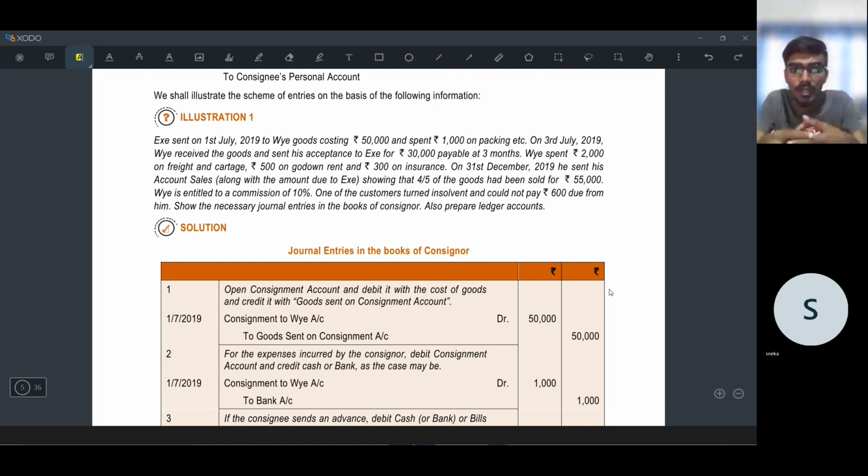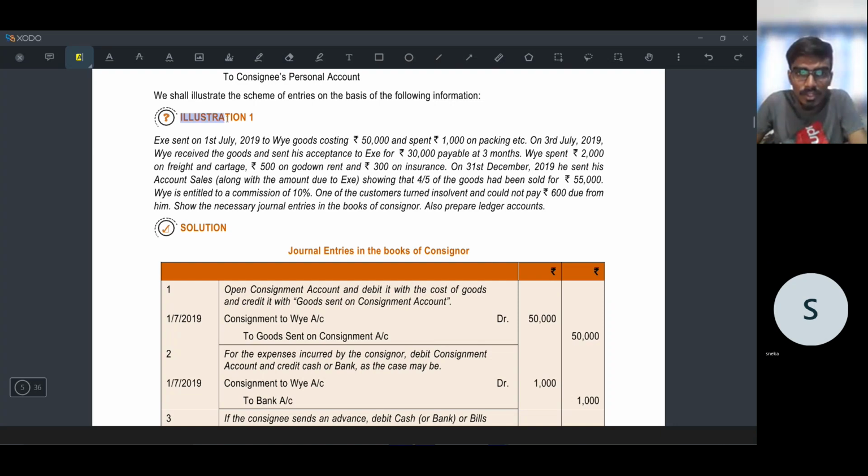Today's agenda is to work out consignment problems. In a previous session, we already went through the conceptual classes of consignment. Now we are going to do practical sums. I'm going to explain 5 to 6 sums in your ICAI study material, and after that you can work out an assignment problem also.